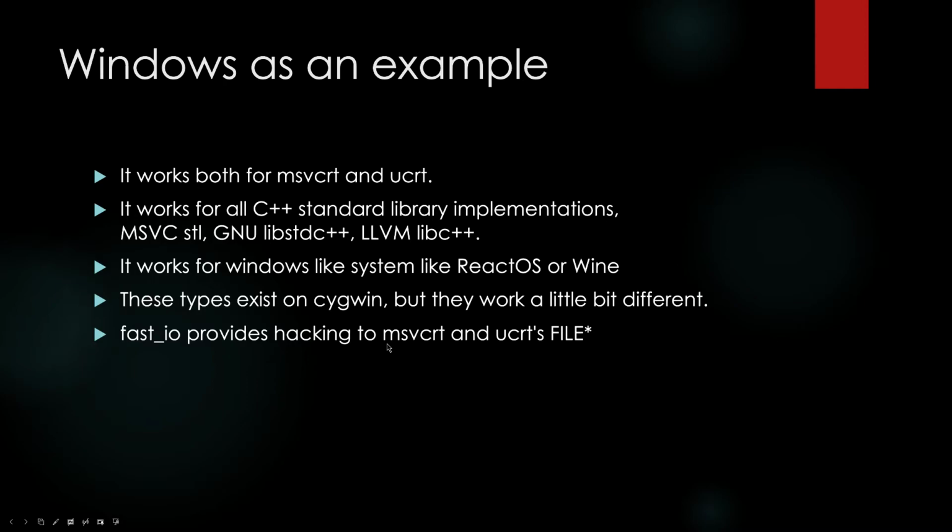FastIO provides hacks to the MSVCRT and UCRT file stuff. That's why we are seeing, in the previous demo, FastIO completely rewriting higher layers of MSVCRT and UCRT, because Microsoft did not implement buffering correctly. There's no line buffering with FILE. What I did is add tie to stdin and stdout with it. So you can see stdin and stdout get synchronized because they have tie semantics.